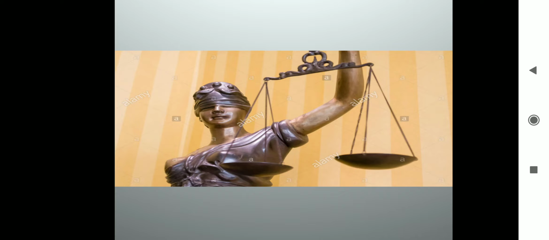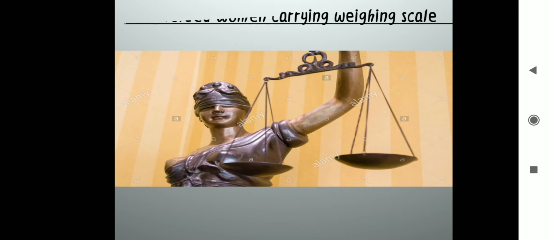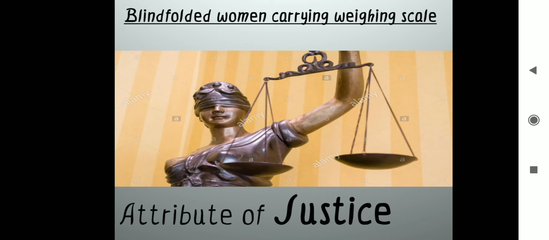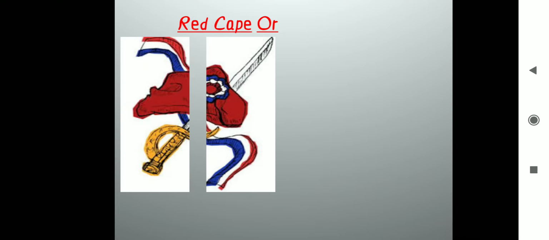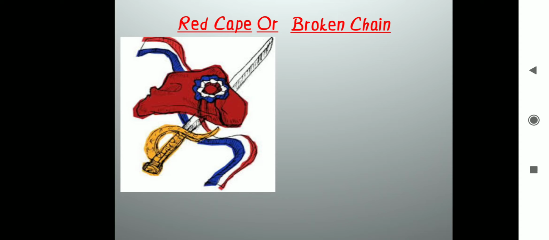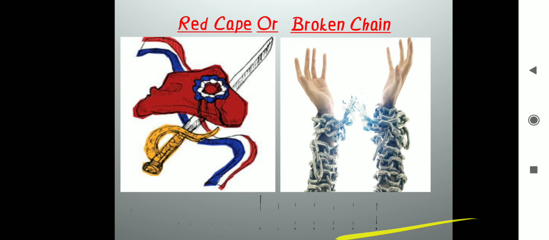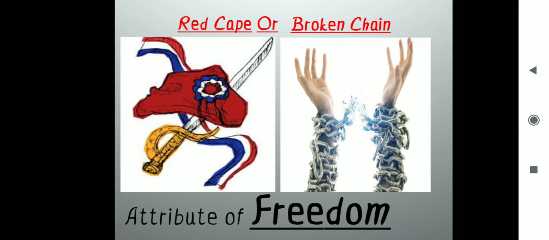Look at the picture on your screen. A blindfolded woman carrying weighing scale. Clearly, this shows that it's justice. It's an attribute of justice. Similarly, a red cap or broken chain is attribute of freedom.